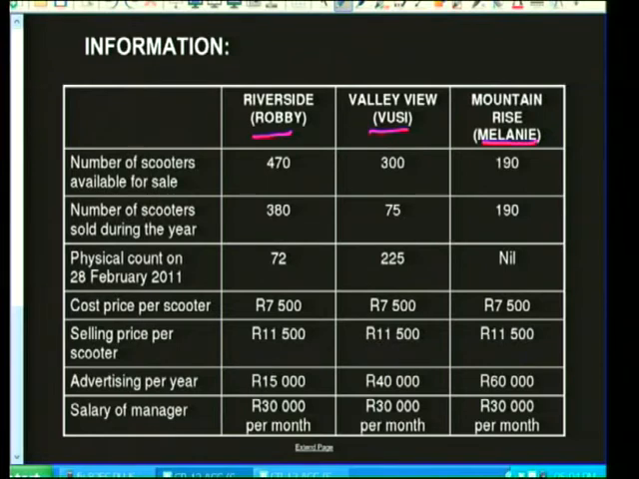Okay, so let's have a look first at a few things. You'll see that the selling prices are the same, and you'll also see that the salaries of the managers are the same in all 3 cases. But there are some significant differences in advertising per year. Robbie is spending only $15,000, Vusi is spending $40,000, and Melanie is spending $60,000. What you need to do when preparing for your exams is read through many questions like this and see if you can identify what problems have arisen, because you're going to need to interpret them, and you're going to need to give the owner some advice on what he or she should do.